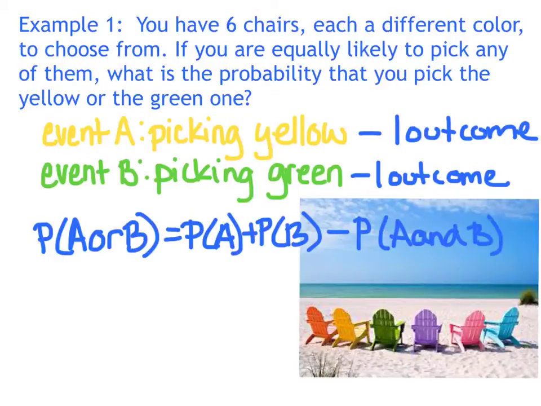So the probability of A is 1 out of 6 chairs. The probability of B is also 1 out of 6 chairs. The probability of both is none. There are no yellow and green chairs. 0. So the probability of A or B is 1/6 plus 1/6, which is 2/6 or 1/3.